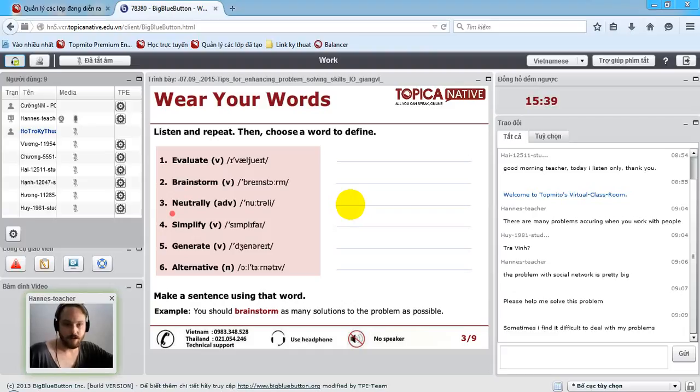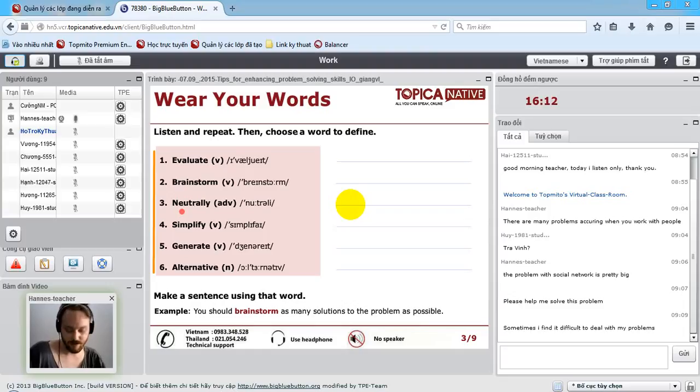Let's see. Today we have, well, they're not too complex today. We've had some of these before, for those of you who have been on the topic for a while. So today we have evaluate, brainstorm, neutrally, simplify, generate, and alternative.